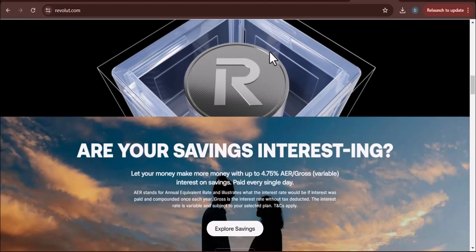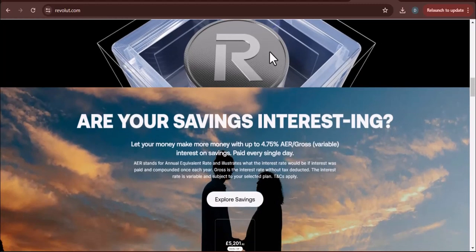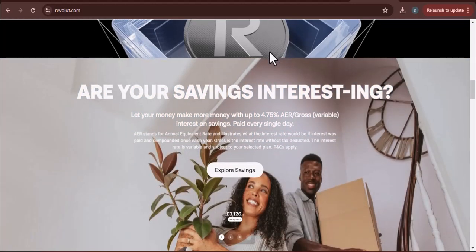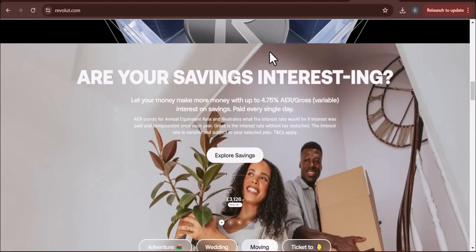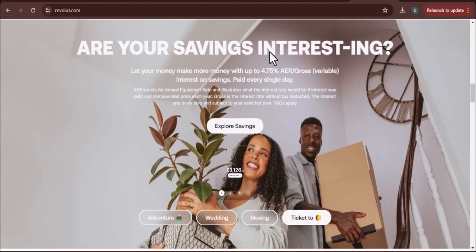But budgeting isn't always enough. Life throws curveballs. Consider building a buffer in your Revolut account. Think of it as a financial safety net. Even a small amount saved consistently can be a lifesaver when cash gets tight.